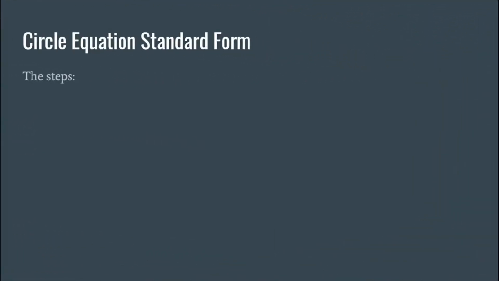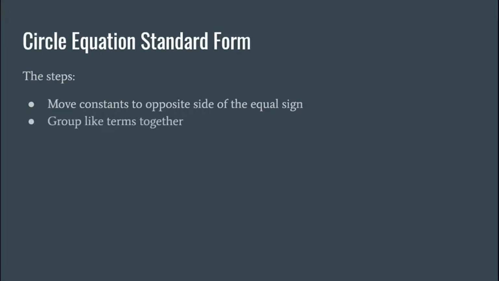Now let's say you have an expanded form of some equation, and you want to change it back into standard form. Let's go over those steps here. Any constants you have, you want to move to the opposite side of the equal sign first. Then you want to group, well, it's not going to be like terms in this case, it's going to be similar terms, because you have an x squared and an x, and a y squared and a y. So you want to group those together.